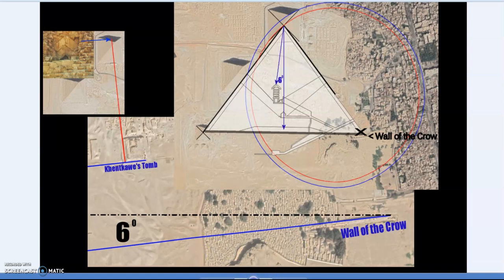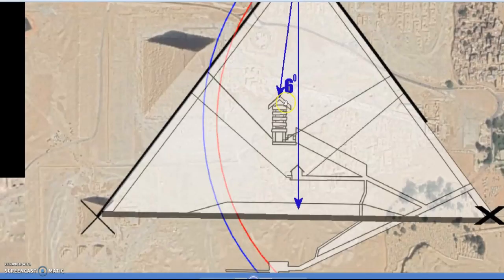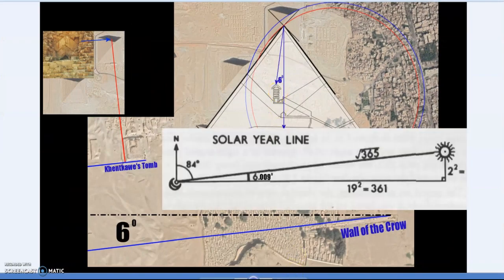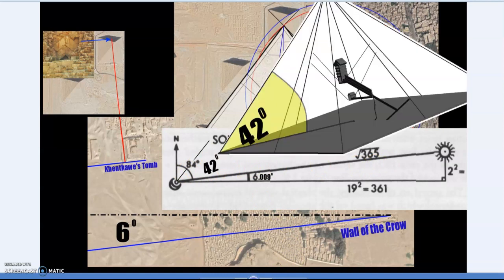So what's important about 6 degrees? Well, in the Great Pyramid, the peak of the relieving chambers is 6 degrees from the peak of the building itself. It's actually 6.09009 degrees, but that would create, if it's a 2 and 19 Pythagorean triangle, the hypotenuse would be the square root of 365. Therefore we have 84 degrees going off from there. Bisect that, we get 42. We get the angle of the pyramid.